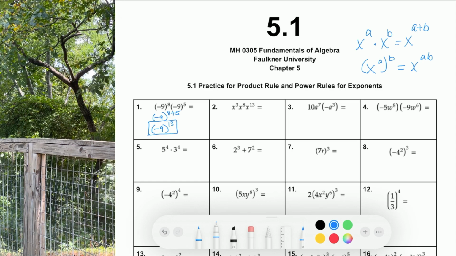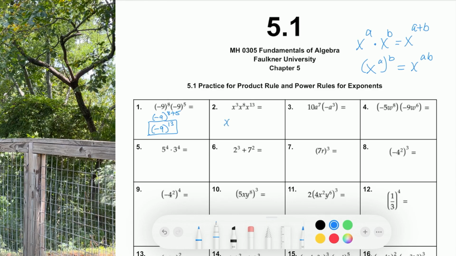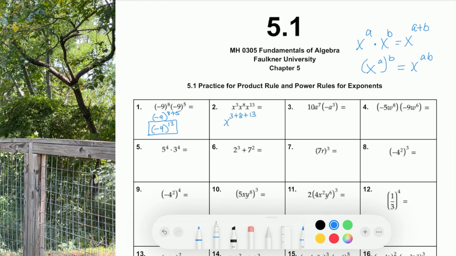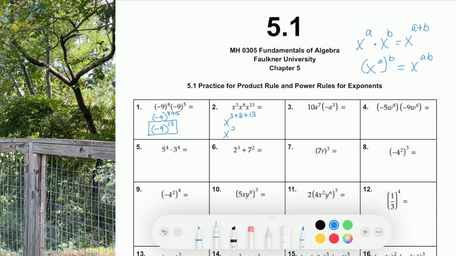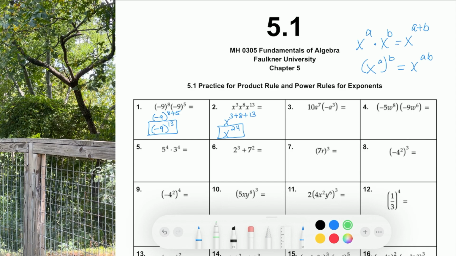All right, number 2. I have these x's being multiplied against each other, so I'm going to use the product rule. So I have x to the power of 3 plus 8 plus 13. So I end up with x to the power of, well, 3 plus 8 is 11, plus 13 is 24. And that's our answer. Number 3, 10a to the power of 7 times -a to the power of 3.